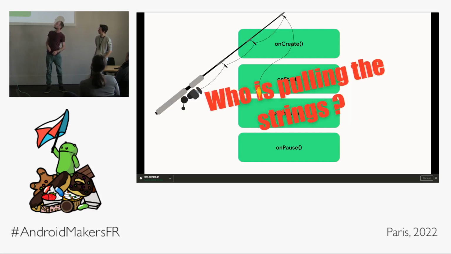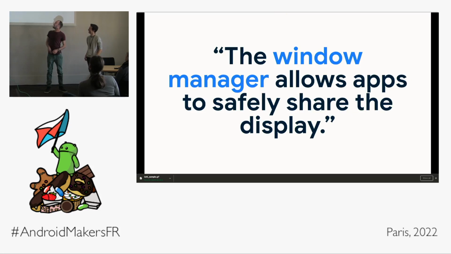Oh, I missed one slide. Who's pulling the string? Okay. Your turn. So, the window manager is responsible for orchestrating the whole process around starting the activity, running it, getting it on screen, stopping it, getting it off screen. But really fundamentally, the reason why it does all this is because the window manager is there to allow apps to safely share the display. So it's there to get the app on and off screen and decide how and where to show it.